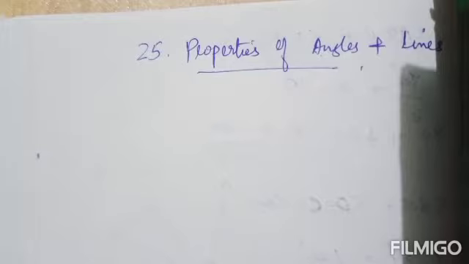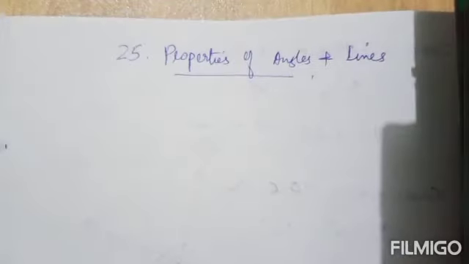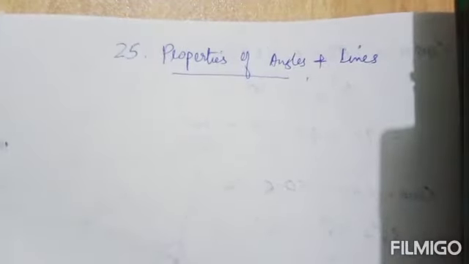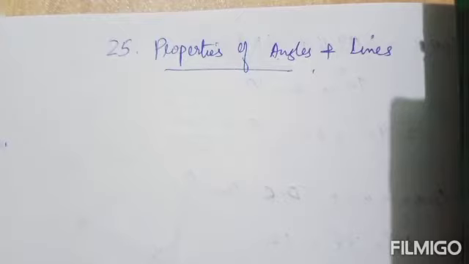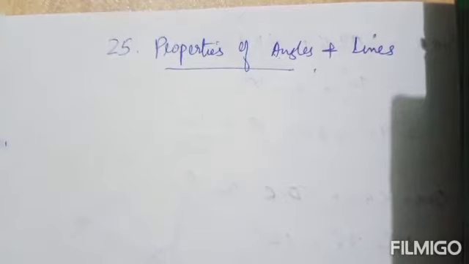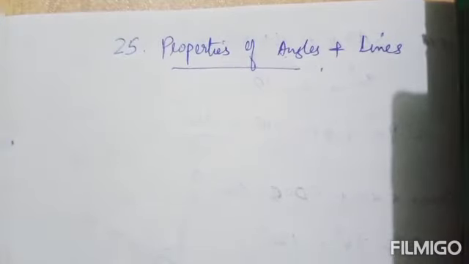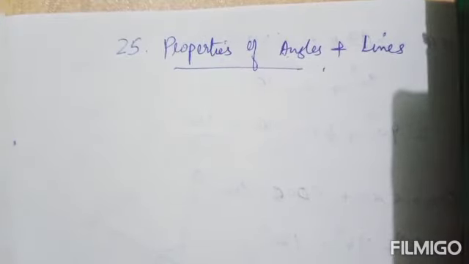So our next chapter is chapter 25, properties of angles and lines. Okay, so first topic, properties of adjacent and vertically opposite angles. Property 1: when two straight lines intersect, first, the sum of each pair of adjacent angles is always 180 degree. Second, the vertically opposite angles are always equal.